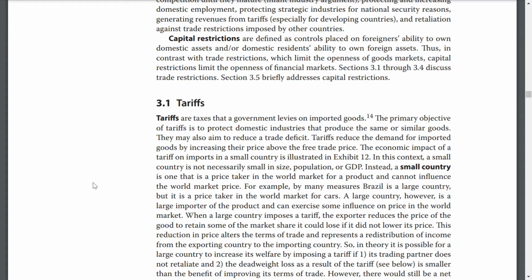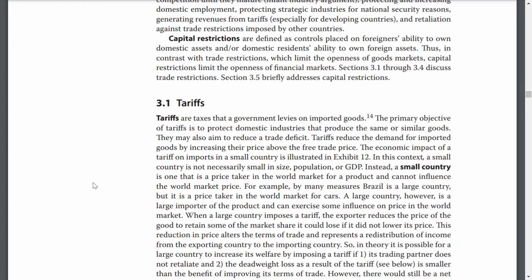Tariffs are taxes that governments levy on imported goods. The primary objective of a tariff is to protect domestic industries that produce the same or similar goods. They may also aim to reduce a trade deficit. Tariffs reduce the demand for imported goods by increasing their price above the free trade price. The economic impact of a tariff on imports in a small country is illustrated in Exhibit 12.